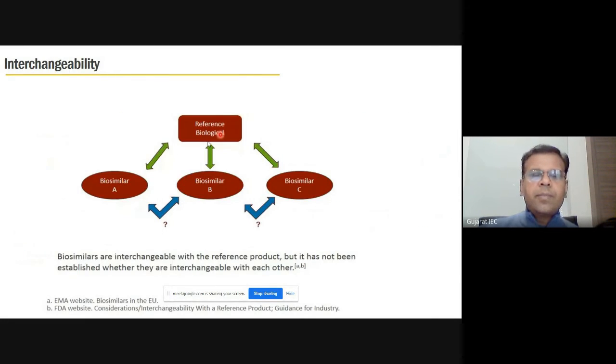As I was just mentioning, this is the reference product. This is biosimilar A, this is biosimilar B, and biosimilar C. So this is interchangeability both ways. You could use either A, B, or C. And among the other available generic biosimilars A, B, or C, can you interchange between them? That is known as interchangeability.